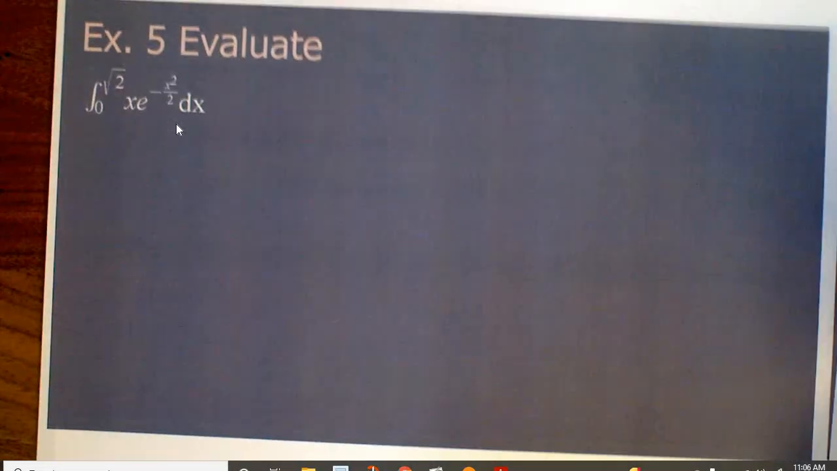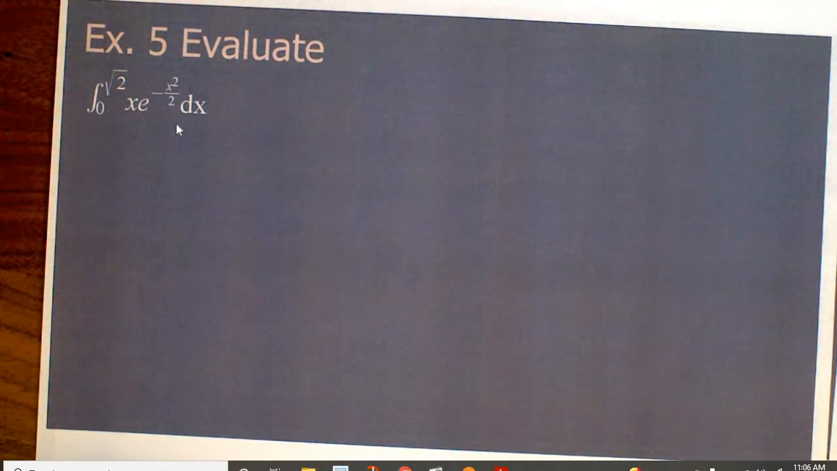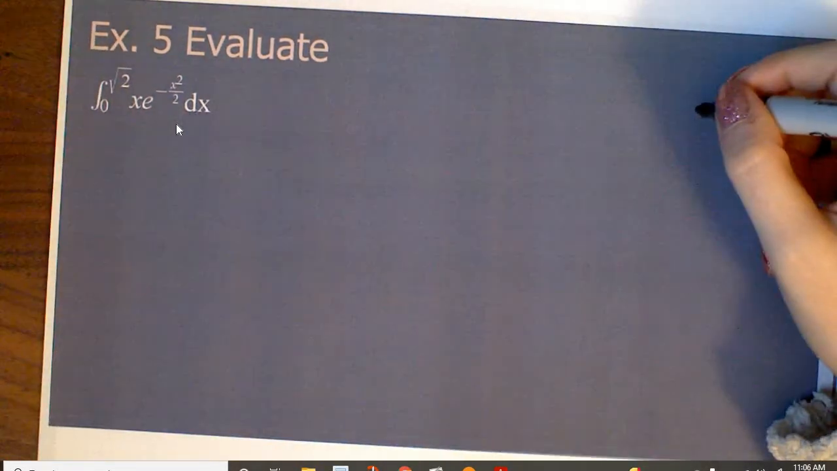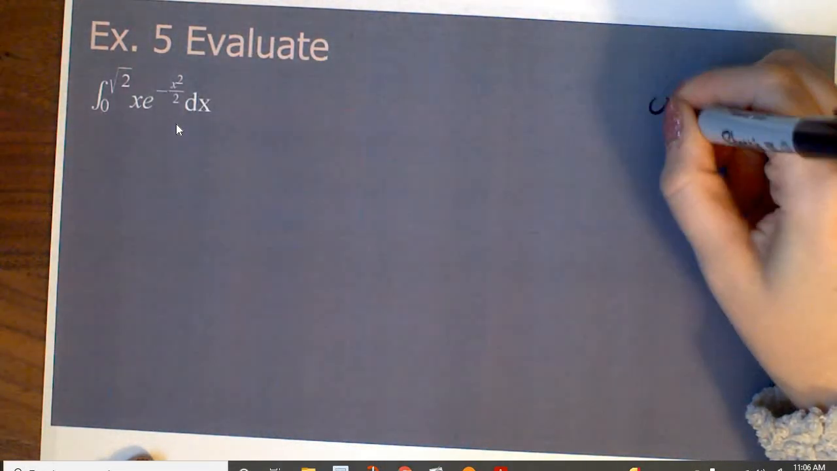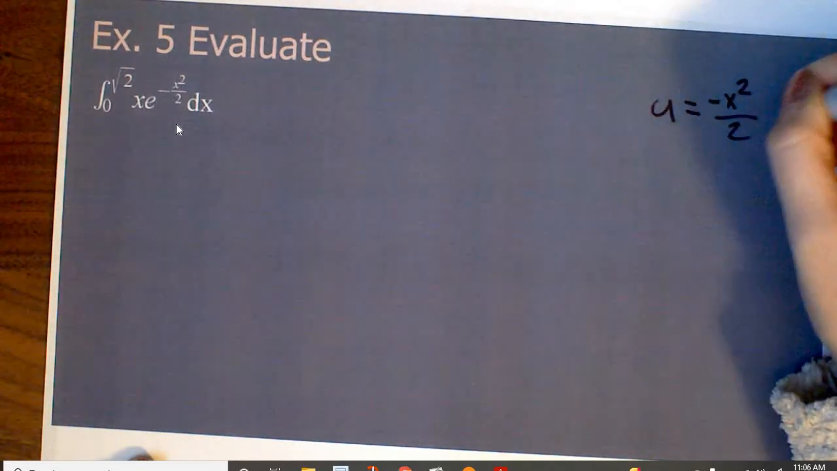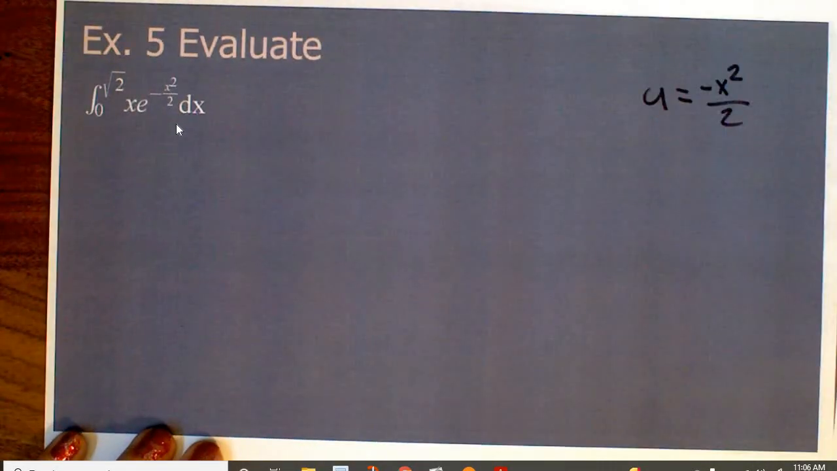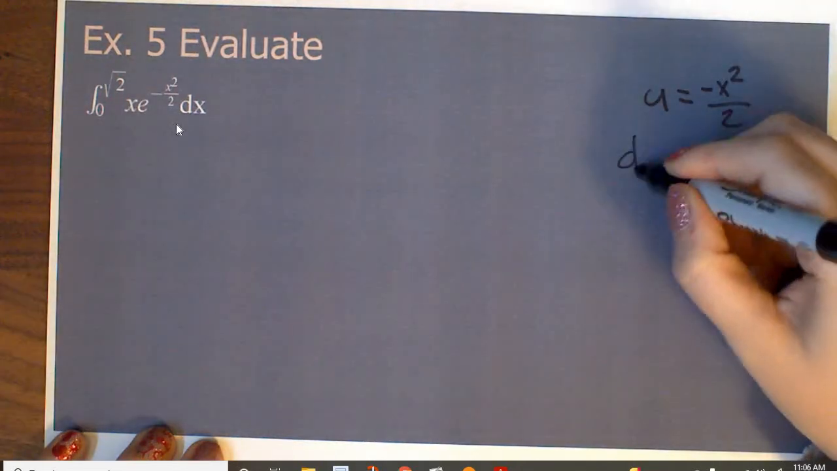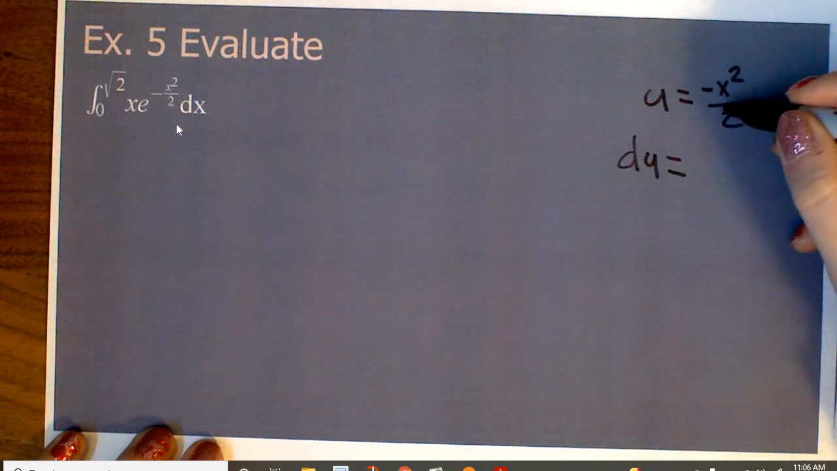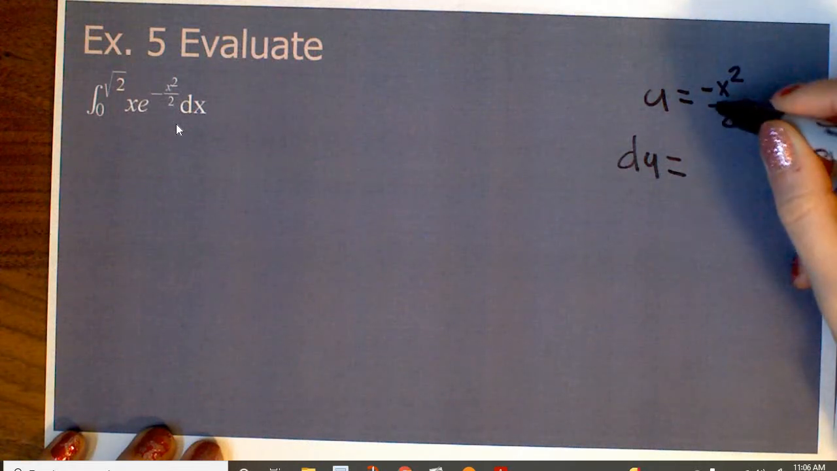Alright, so let's look at one last example of our definite integrals with u sub. We have an e to the negative x squared divided by 2 and an x on the outside. Again, if I have an e to something, most of the time your exponent there is going to be your u. So I get u equals negative x squared divided by 2. So du equals, I would multiply by 2. 2 times 2 is just 1, but I still have a negative.